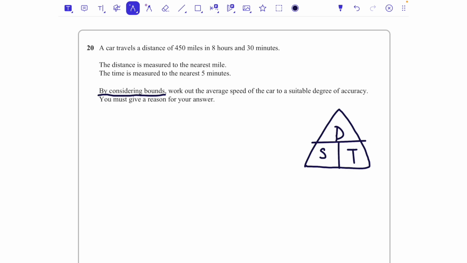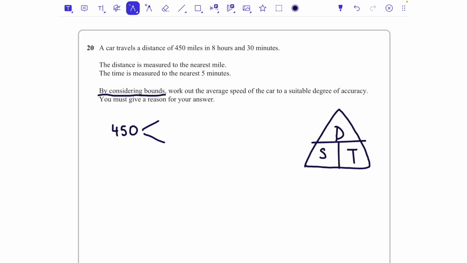Now the distance is measured to the nearest mile. So 450 has been measured to the nearest 1 mile. So to get the upper and lower bound, I'm going to go 0.5 above and 0.5 below. If it's been measured to the nearest 50, we go 25 above and 25 below. If it's been measured to the nearest 100, we go 50 above and 50 below. You're always halving what it's been rounded to. If it was rounded to the nearest 10, we'd go 5 above and 5 below.